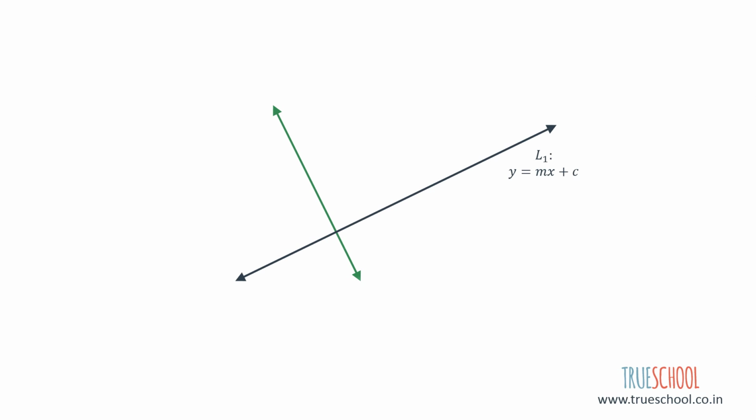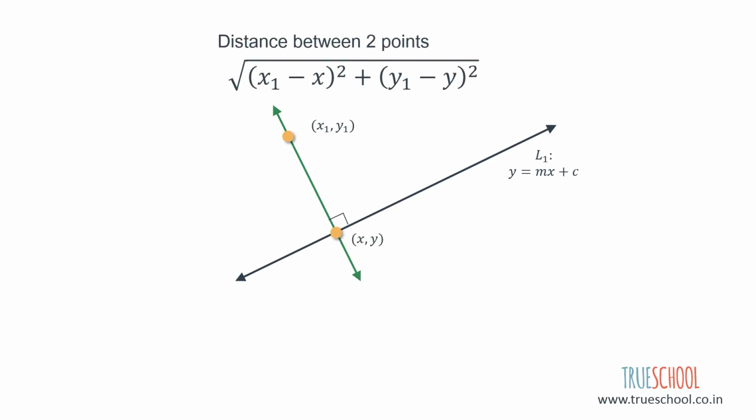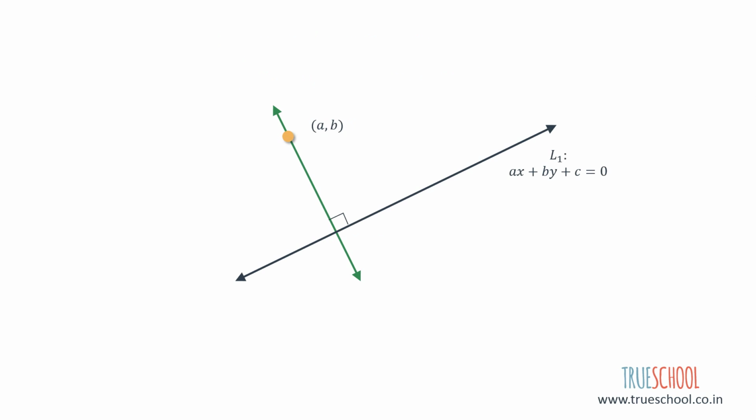So let's consider this line, which is perpendicular to the given line and passes through the given point. So basically, if we can find this point and then find the distance between these two points, we will get our answer. But for that, first we need to find this point. Can we write the equation of this line?